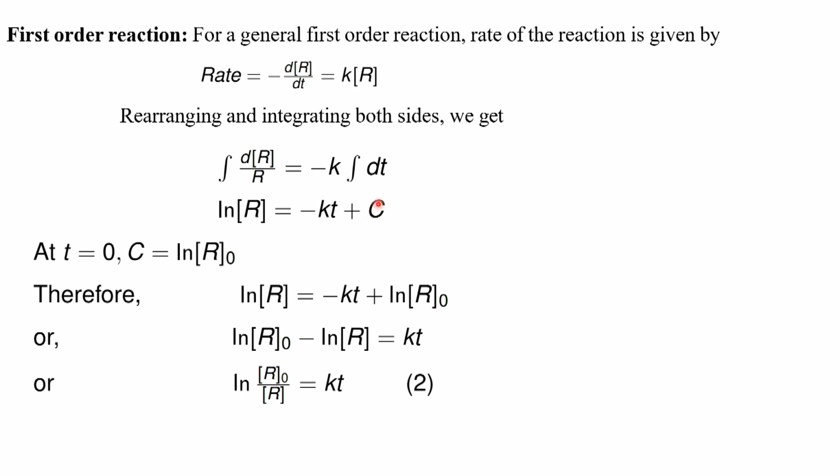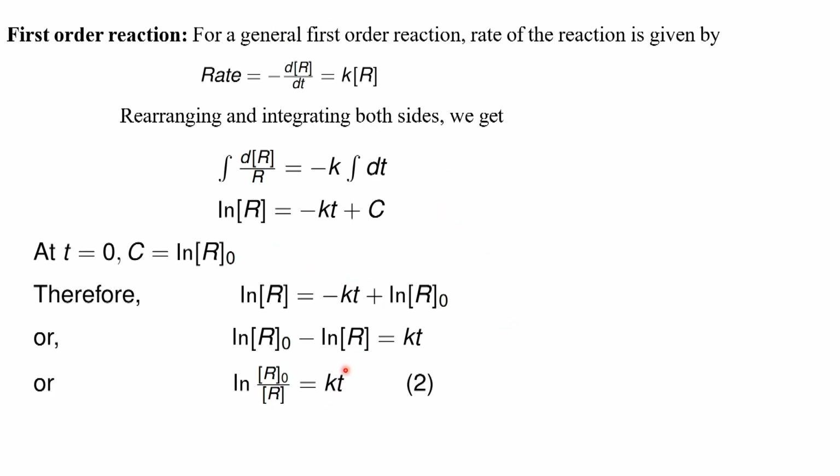We can calculate the value of c when t goes to 0. At t equals 0, ln R is ln R naught, where R naught is the initial concentration of the reactant. So if we substitute c by ln R naught, we get ln R is minus kt plus ln R naught. If we rearrange this, taking ln R to this side, we get ln R naught minus ln R equals kt. So ln of R naught by R gives kt.